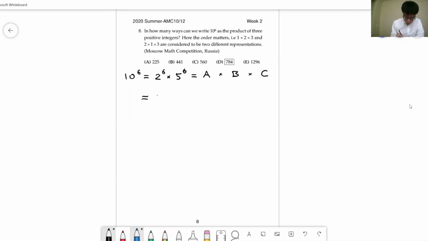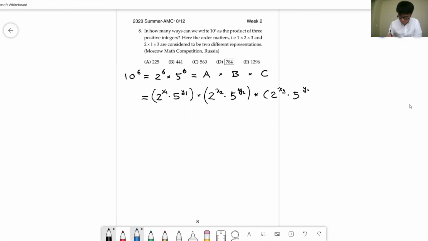So we can write A, B, C in the following way. A has to be 2 to some power, say x1, times 5 to some power y1, where x1, y1 are integers. B is also of the same form, 2 to the x2 times 5 to the y2. And C is also 2 to some integer x3 times 5 to the y3. That's the only way, right? They have at most two prime factors.